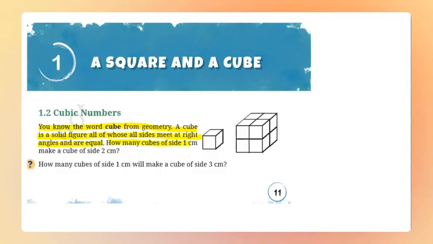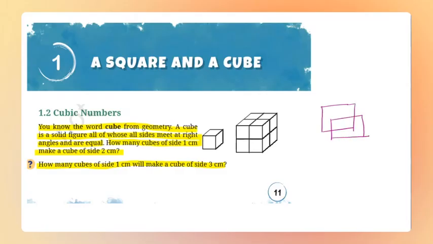How many cubes of side 1 centimeter make a cube of side 2 centimeter? Then they also have a question, how many cubes of side 1 centimeter will make a cube of side 3 centimeter? As we know from our previous classes, what is a cube? A cube is a solid shaped figure which occupies a space that is called a volume. All of its sides are equal. It is a three-dimensional figure, so it consists of a length, the width, or we can also say the breadth, and the height.